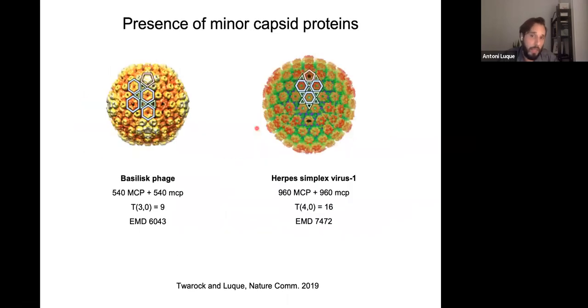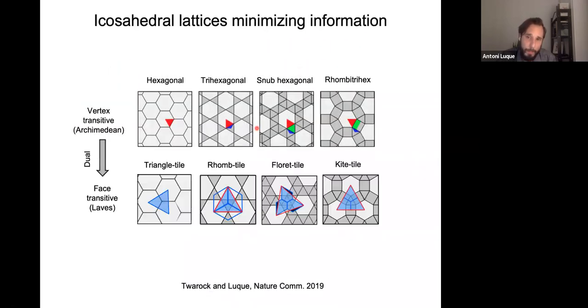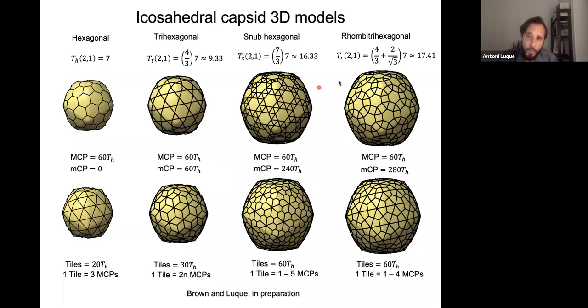But we have evidence that this lattice, for example, this one here with different steps, we have observed something similar to that in some viruses. So we're exploring it on the whole side, but it's a more complicated venue.